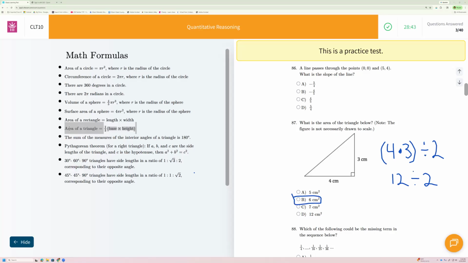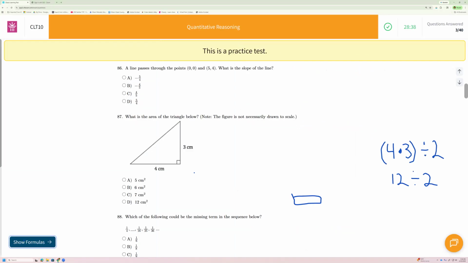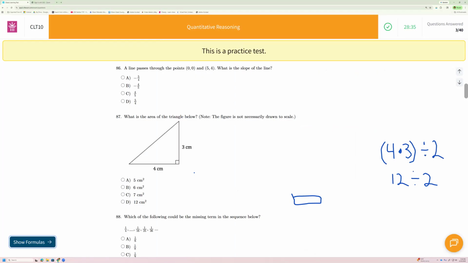Let me close the formulas. I'm going to erase stuff.